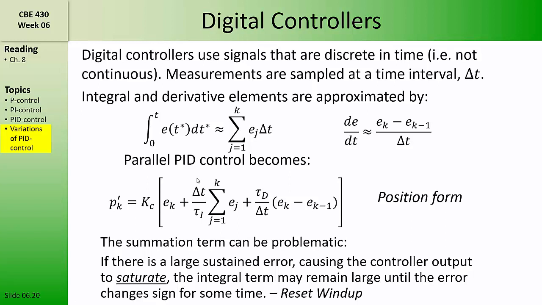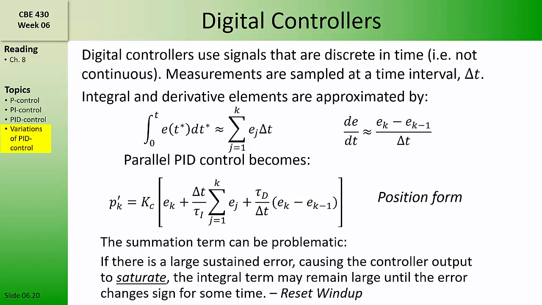If there is a large sustained error, the controller output may saturate, that is, it may go to its maximum or minimum value, and the integral term may remain large until the error changes sign for a significant amount of time, so that the opposite sign error can cancel out the large contribution from the original error. This phenomenon is called reset windup, and in fact this can also happen with analog controllers, and there are algorithms that are used to deal with reset windup in the analog case.